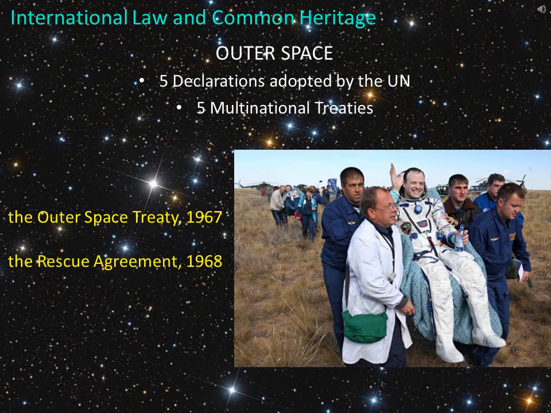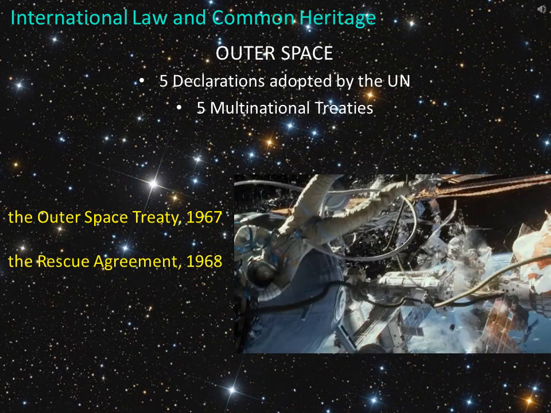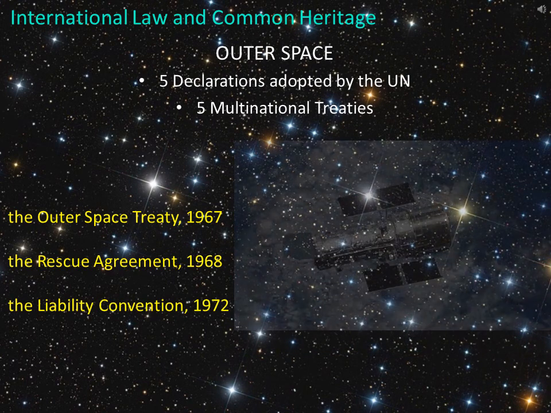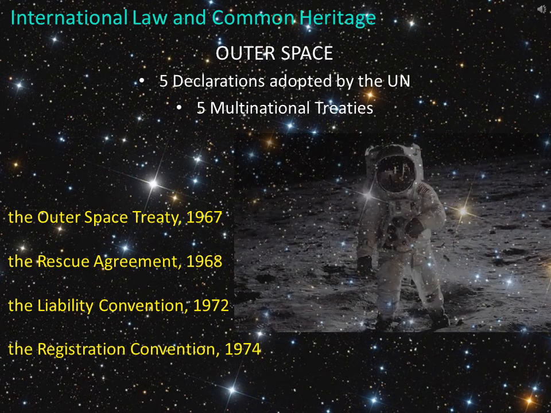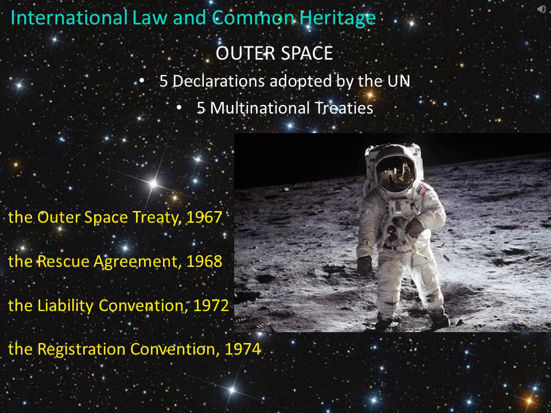The Convention on International Liability for Damage Caused by Space Objects, 1972, otherwise known as the Liability Convention. The Convention on Registration of Objects Launched into Outer Space, 1974, otherwise known as the Registration Convention, and the Agreement Governing the Activities of States on the Moon and Other Celestial Bodies, 1974, also known as the Moon Treaty.